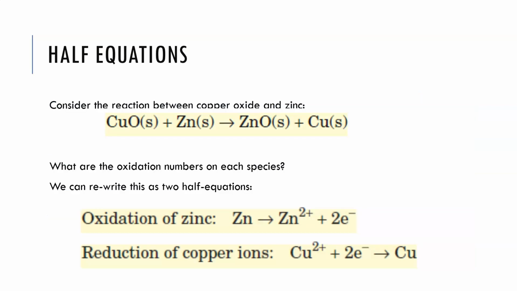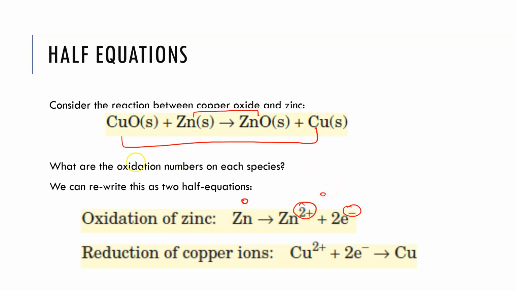If we look at the reaction between copper oxide and zinc, we have CuO solid reacting with zinc solid to form zinc oxide and copper solid. If we look for our conjugate redox pairs, we can see that the copper oxide will pair with the copper, and the zinc will pair with the zinc oxide. So we're going to pull those out. We have zinc going to ZnO, and this is going to be Zn2+, so we have Zn going to Zn2+ plus 2 electrons, because the plus 2 is balanced out by the minus 2. The charge over here is 0, so the charge over here is now 0.